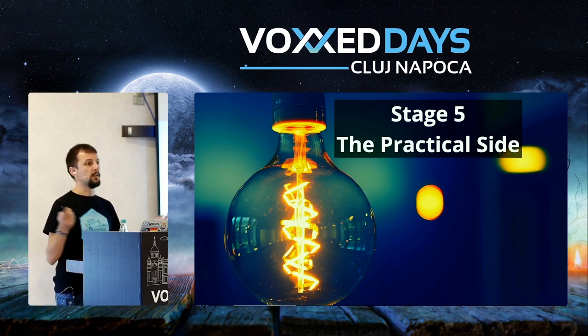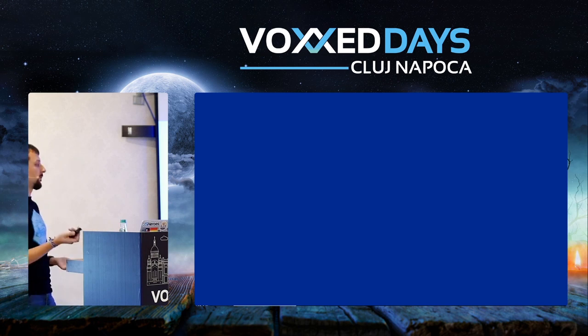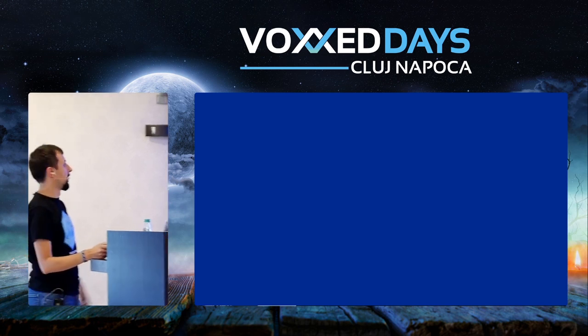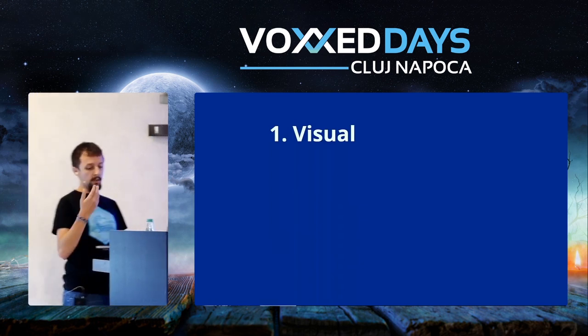There are a ton of other problems, of course, and we could talk about, I think, 2 or 3 hours about it, but I'm just going to briefly talk about 3 categories of problems that we have and that we can solve during the engineering process. So we're going to start with a visual one.